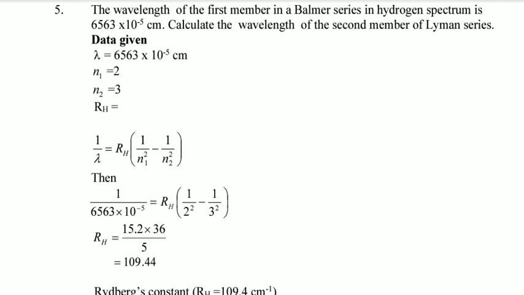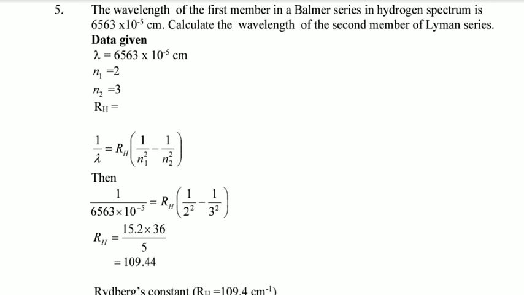One thing you should do here is to calculate the Rydberg constant. In a question like this, we don't use the Rydberg constant we know normally. So you are calculating it from your wavelength. Now you're using this equation, and as you have already known, the first member of the Balmer series means it is from n=3 to n=2. You are calculating the value of the wavelength. Then after calculating the value of wavelength, you are calculating the value of the Rydberg constant.